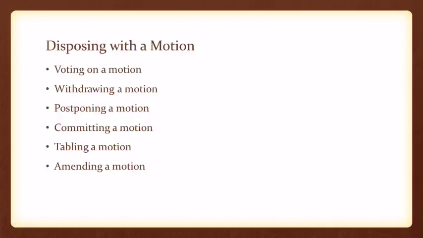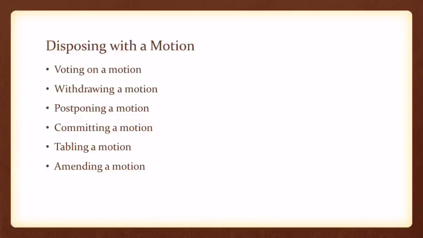Another method of disposing of a motion is to postpone. A motion may be postponed indefinitely or definitely. If you move to postpone indefinitely, you avoid your motion. Let's put this off indefinitely. It means we're done talking about this. Let's do away with it and move on. You're not voting on the motion itself, and you're avoiding any further discussion on the motion.